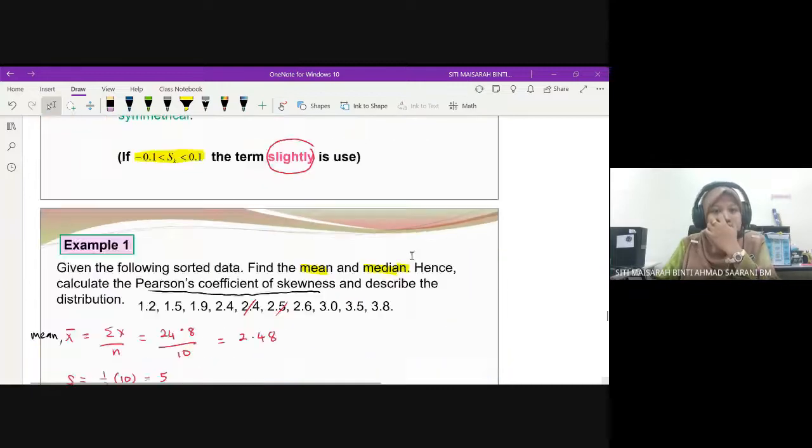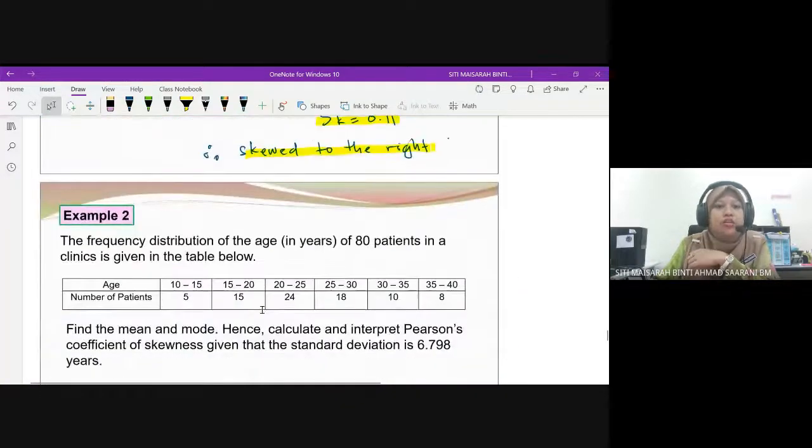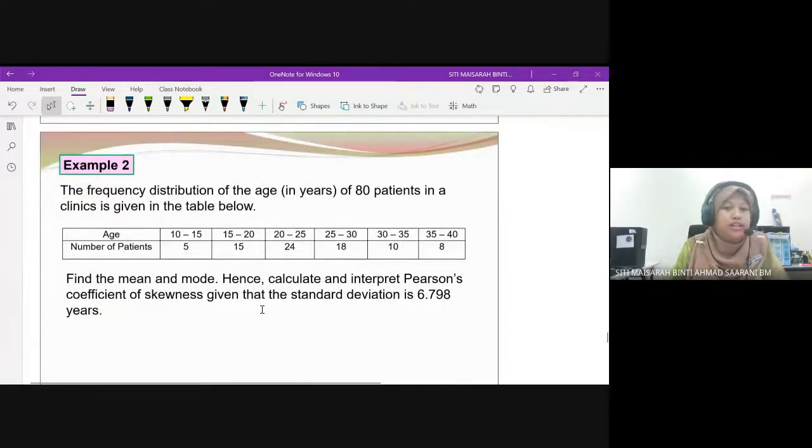Okay, this is an example for ungrouped data. Now example 2 is grouped data. The frequency distribution of the age in years of active patients in the clinic is given in the table below. Find the mean and mode, hence calculate and interpret Pearson coefficient of skewness given that the standard deviation is 6.798 years. It is similar to the assignment question.